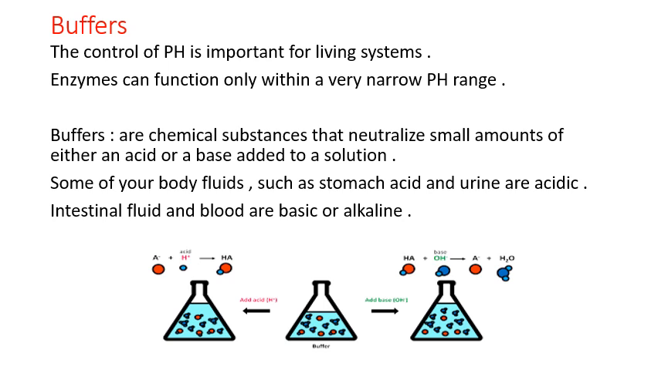Some of your body fluids, such as stomach acid and urine, are acidic. Intestinal fluid and blood are basic or alkaline. So when we add buffers to these substances, buffers will neutralize a small amount of them. For example, we have a figure of a buffer. We have added acid here, or added base. The buffer will neutralize the amount of acid and base together.